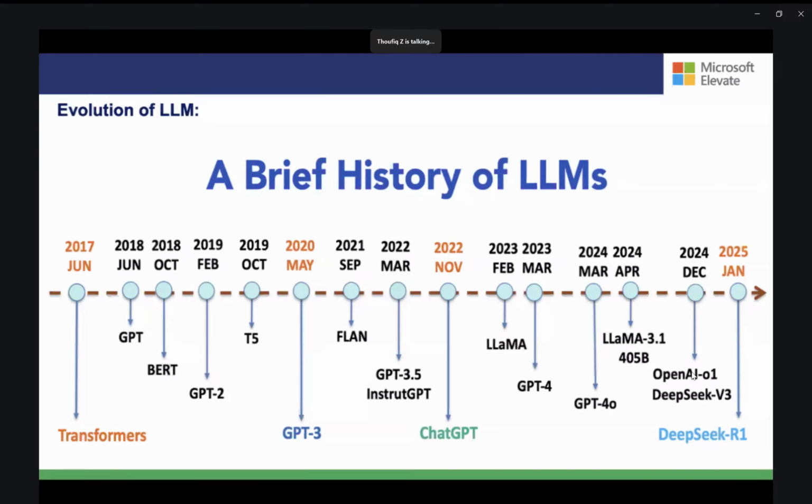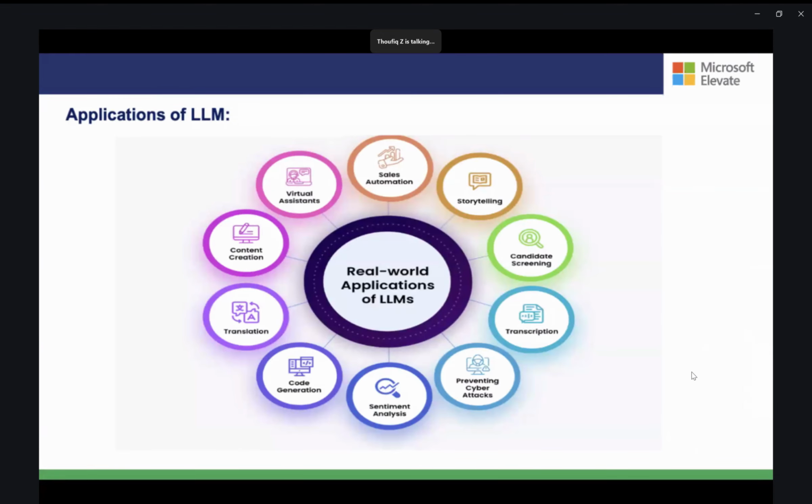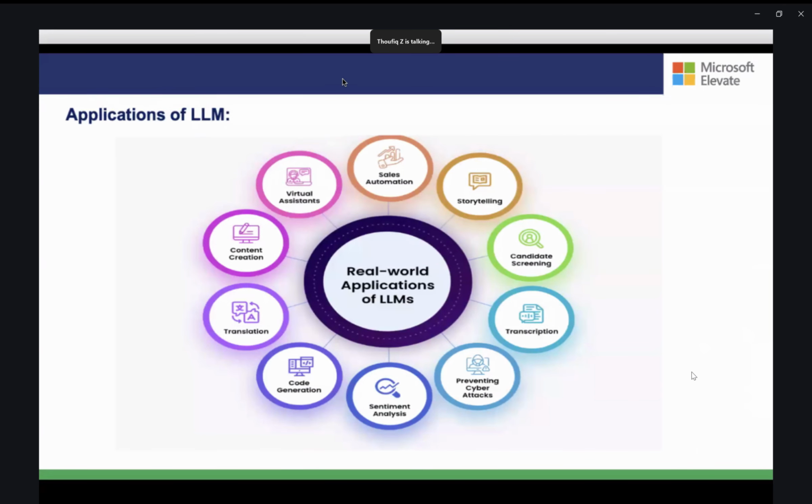Apart from this, other companies have their own LLM models. Microsoft has the Phi series. Google has the Gemini series. IBM has the Granite models, the Granite series. Likewise, there are different companies in the market as well. Now, when we talk about applications, there are major applications where we use these models.